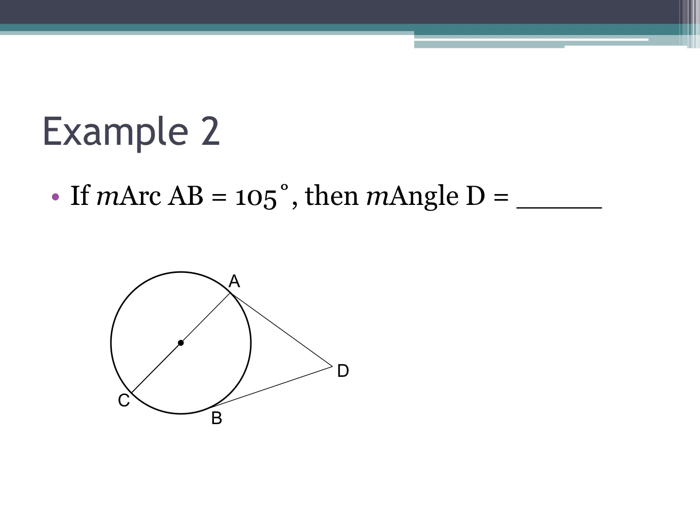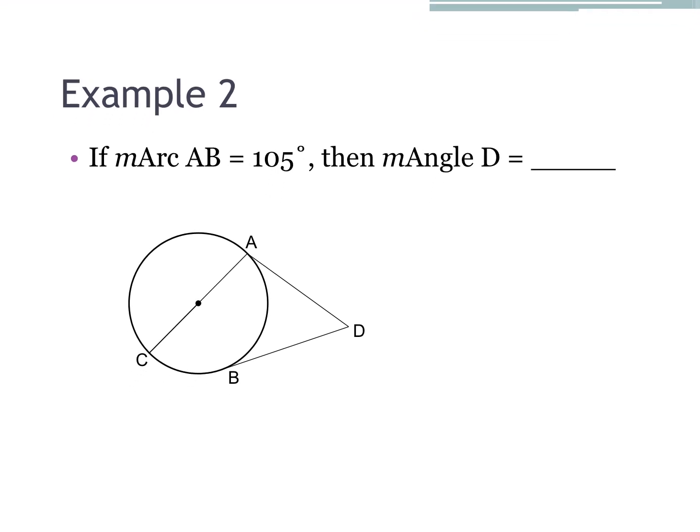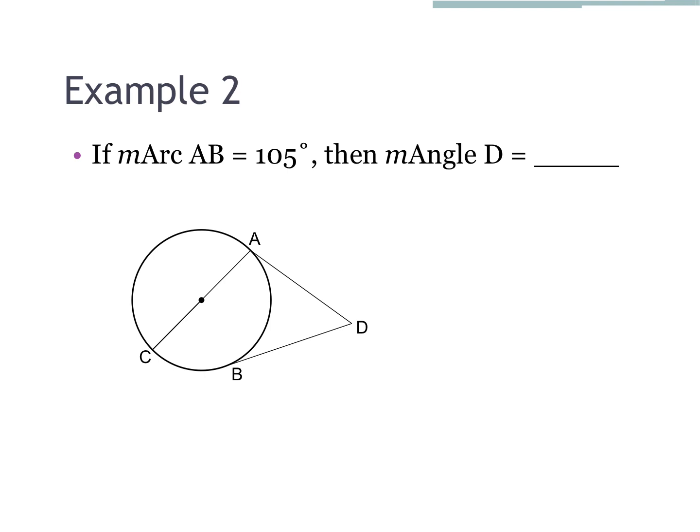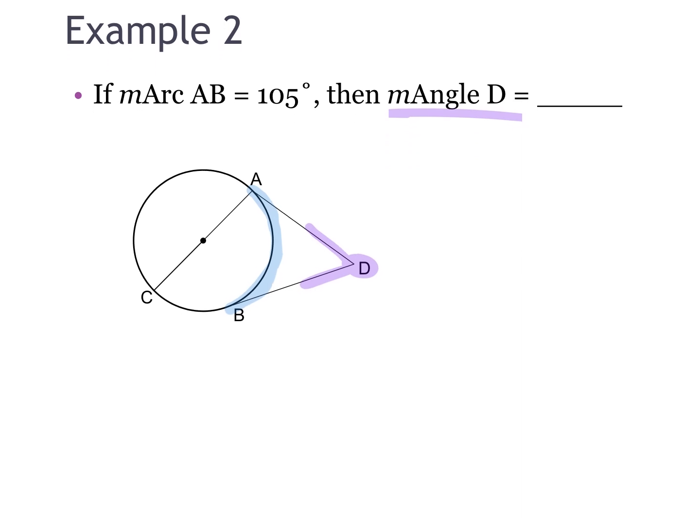So for example 2, it wants me to find the measurement of arc AB, and arc AB is right here. Actually, let's do this in blue. So this angle D is my outside angle. So it's right here. So what I'm going to be doing here is my outside angle is equal to big arc minus little arc divide by 2. So little arc is in blue. Big arc will be in red.